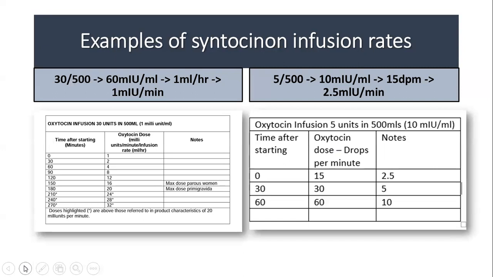However, if you're using a drip set and you're doing 15 drops per minute and increasing every 30 minutes, when you start at 15, you're doing 2.5 milli-international units per minute. Move to 30, you're doing 5. When you move to 60, you're doing 10. And then you're stuck. You can only go up if you want to increase your oxytocin rate to 10 units in 500 and go through that race, but you'll be going at very high doses.